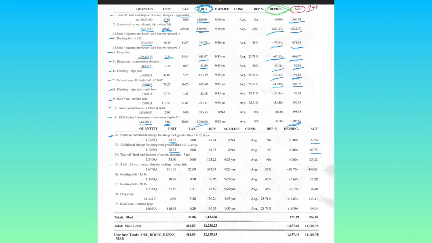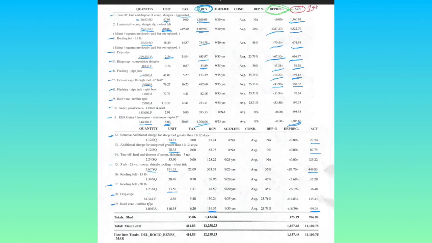Number 15, three tab. That shed had three tab shingles, so almost three squares, $191 per square to install it back on, and the total for 49. Roofing felt, 30 pound, $33 per square. Drip edge is the same thing, we already went over it up here. Roof vent turbine, another turbine. The total is $1116 and $99 on the first check.